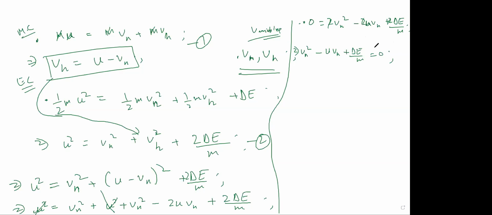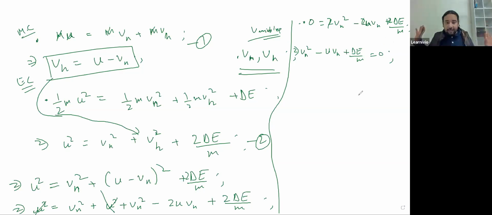Yes, sir. Lovely. Now what you have is one variable, one equation, and this equation is a quadratic equation. We know how to solve quadratic equations, right? Vn squared minus u Vn plus delta E by M is equal to 0. It's a quadratic equation. Let's find out Vn. Vn is just minus b plus minus square root of b square minus 4ac upon twice of a, right? Where this is a, b, and c.